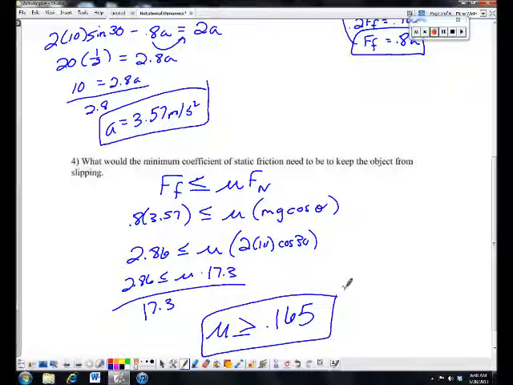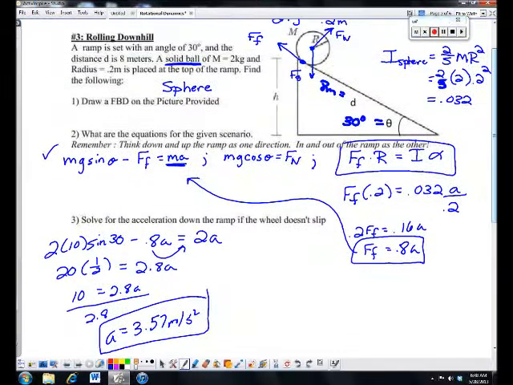So mu would have to be bigger than that in order for this to roll, and that is not a terribly big mu. Most mu's fall under that guise. So what does rolling downhill work like again? Look at your picture. Make sure you can memorize this free body diagram. That's a key difference. It's a key change. Friction is the only thing causing torque.